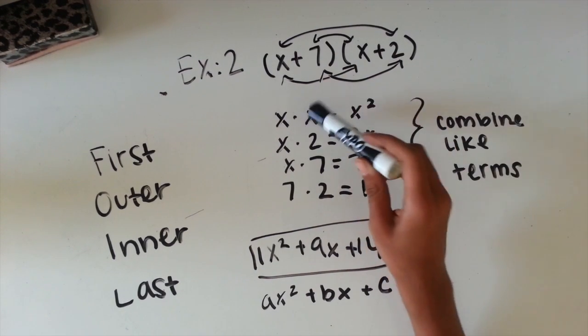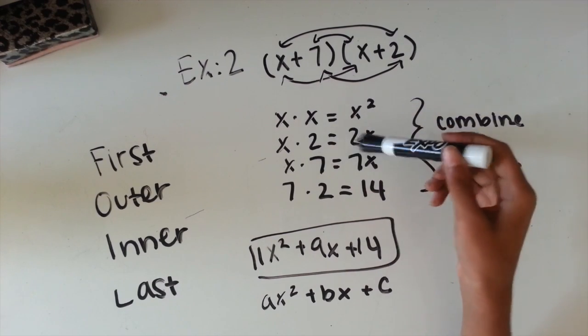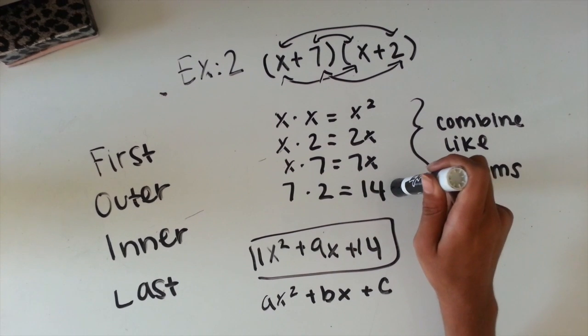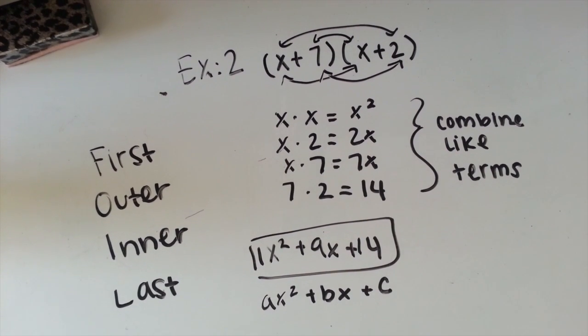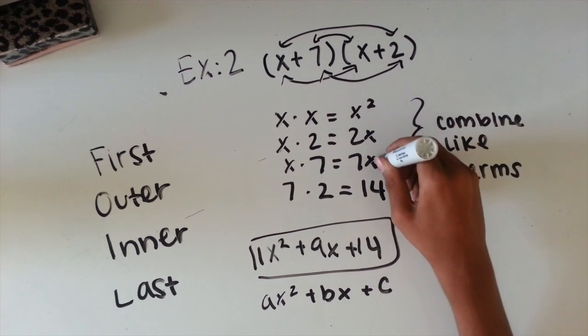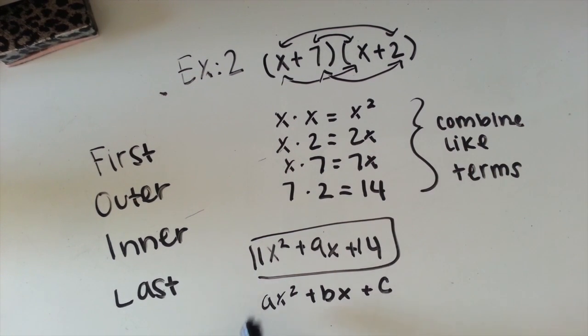As you can see here, x times x is x squared, x times 2 is 2x, x times 7 is 7x, 7 times 2 is 14. The thing that most people get wrong is they forget to combine these like terms. So when combining them, you get 9x. So you would get 1x squared plus 9x plus 14, thus representing it in standard form, 1 being a, 9 being b, 14 being c.